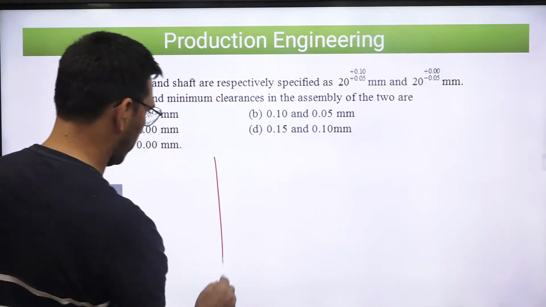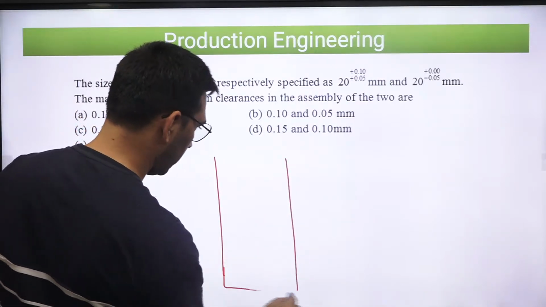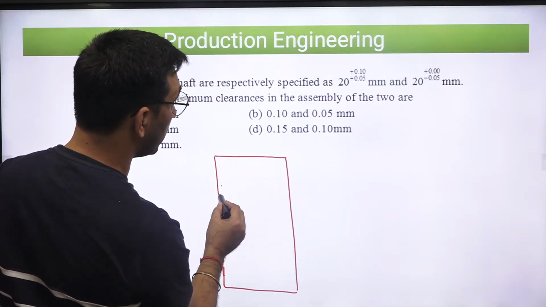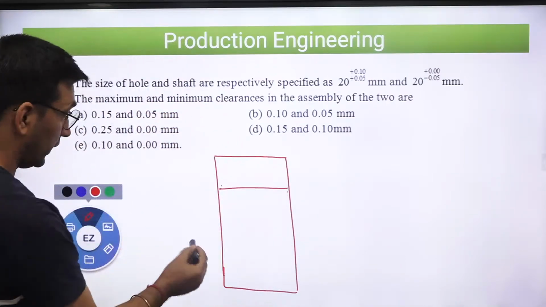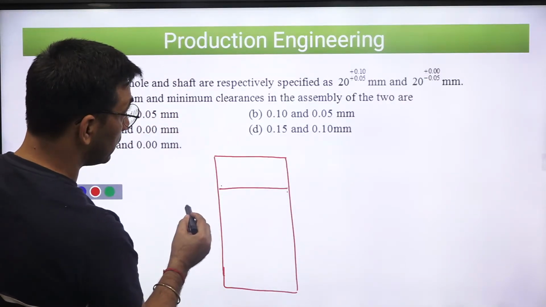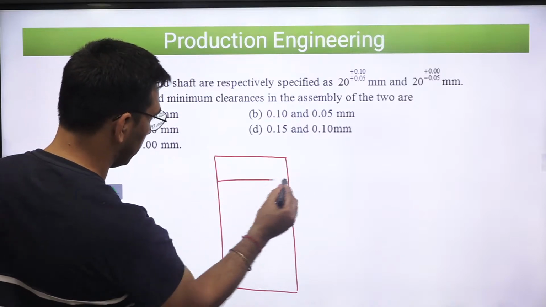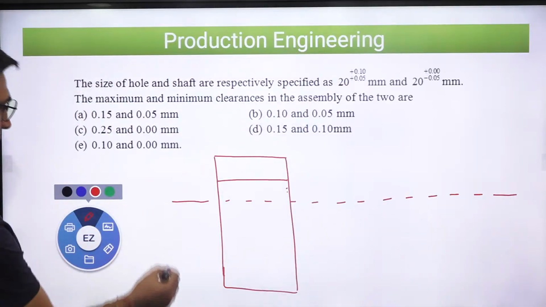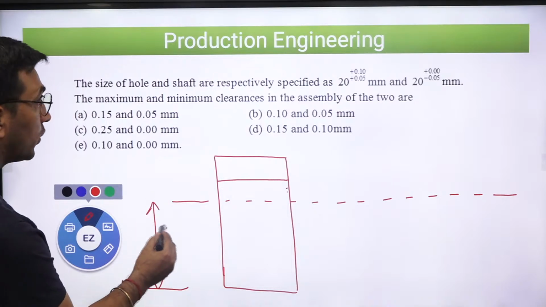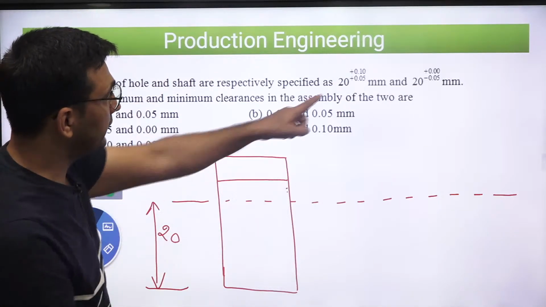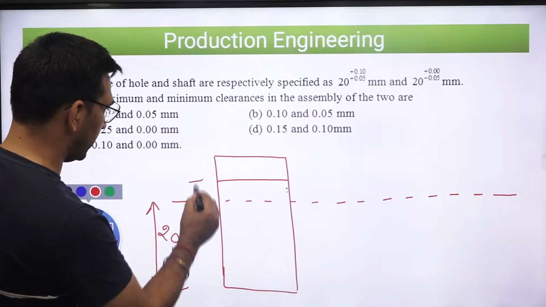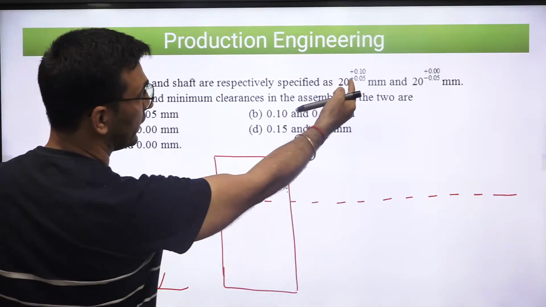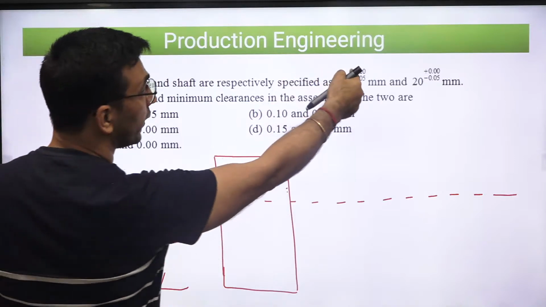So let's say this is your hole, right? On one side it is 20 plus this. I'll take this a bit less so that I'm having room. Now I draw the 20 line. So this becomes 20, and from here to here is 20. Now the hole is 20 plus 0.05, so from here to here it is 0.05, so 20.05 is the smallest size, and the largest is 20.1.